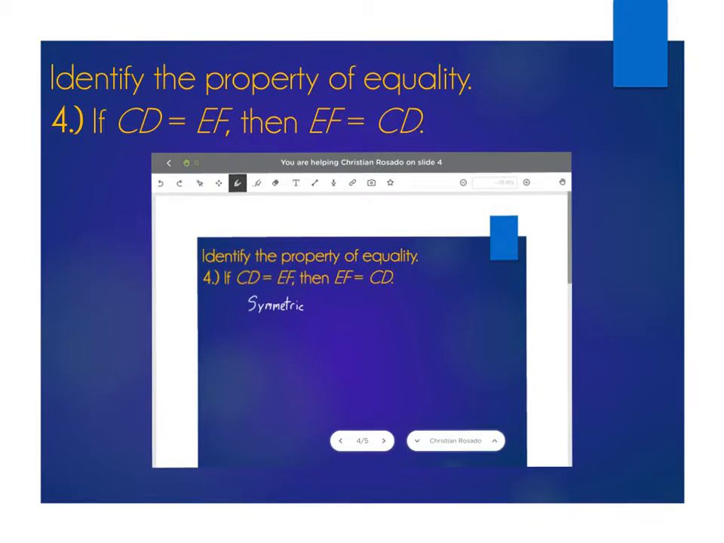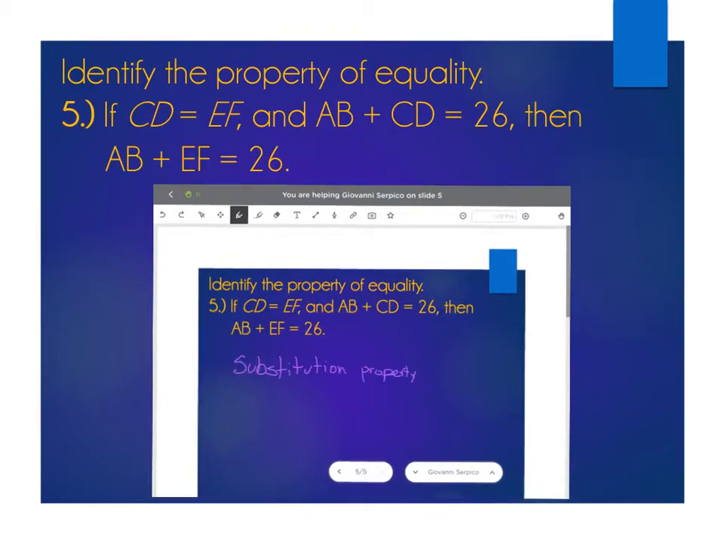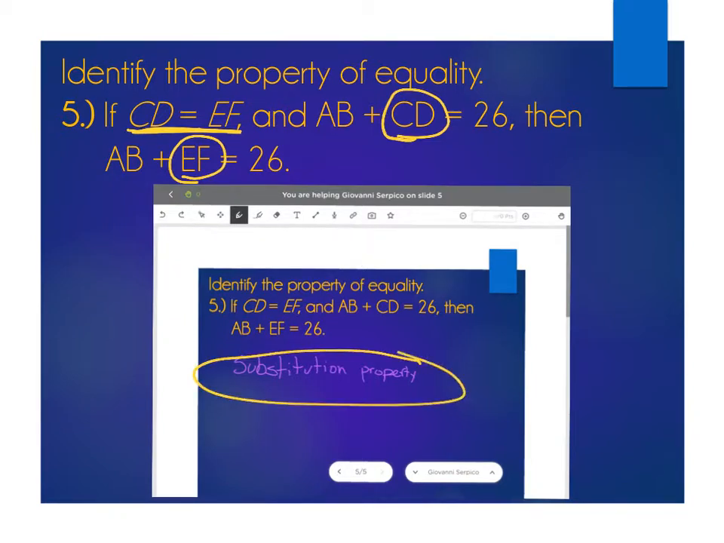Number 4 said if CE equals EF, then EF equals CD. We reverse the order on here, so that's symmetric. This was Christian's. And then the last one, if CE equals EF and AB plus CD equals 26, then AB plus EF equals 26. So the CD got replaced with the EF, which I stated in the beginning they were the same, which means you are substituting one in for the other, and that was Giovanni's. Again, a lot of you got that one right.